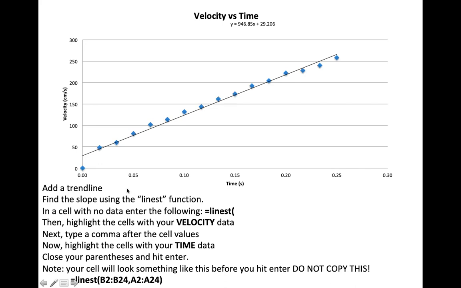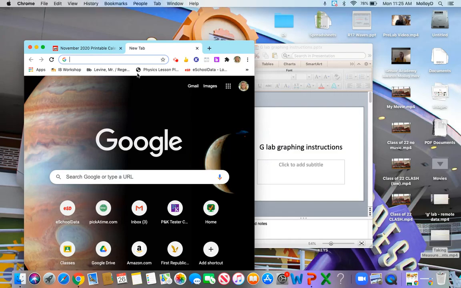So you're going to add a trend line, but to find the slope, sometimes Sheets does this weird thing where instead of actually taking the slope of the trend line, it takes like the average of the points. So we're going to use a function. It's called the LINEST function. So actually, I'm going to show you how this is done.